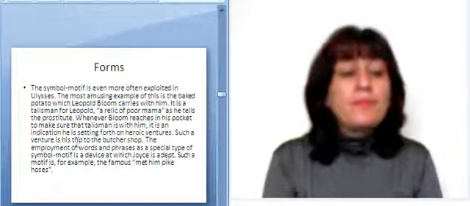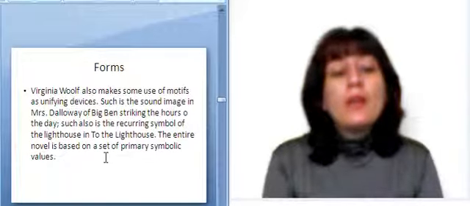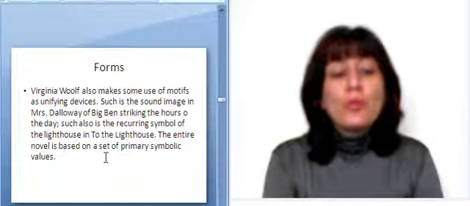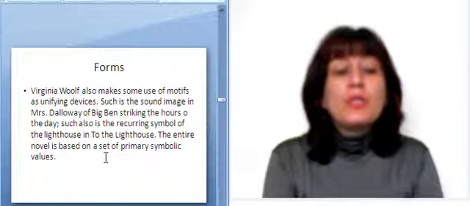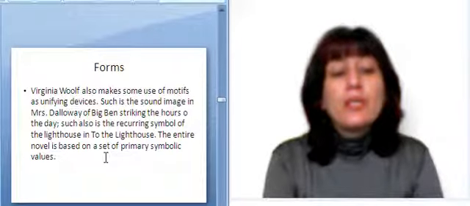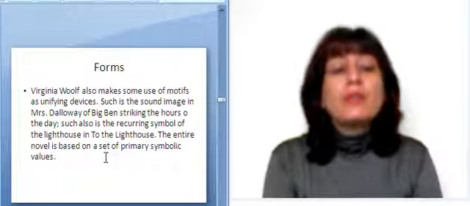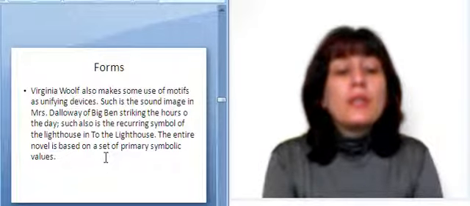Virginia Woolf also makes some use of motifs as unifying devices. Such is the sound image in Mrs. Dalloway of Big Ben striking the hours of the day. Such also is the recurring symbol of the lighthouse, in To the Lighthouse. The entire novel is based on a set of primary symbolic values.